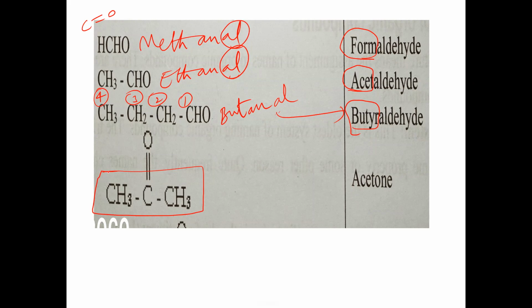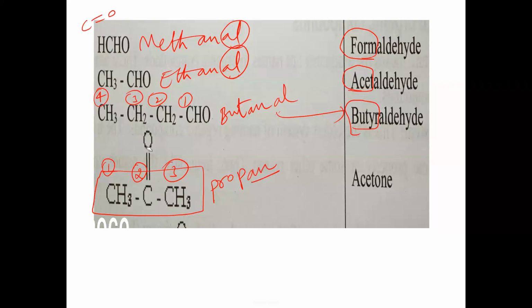Suppose you take number 1 here, I'm giving number 2 to this carbon, and number 3 to this carbon. The longest chain contains how many carbon atoms? 3. So 3 indicates prop-. Between the carbons, all single bonds. Don't take this double bond, because the double bond is between carbon and oxygen here. Between the carbons, single bonds. So 'an'.